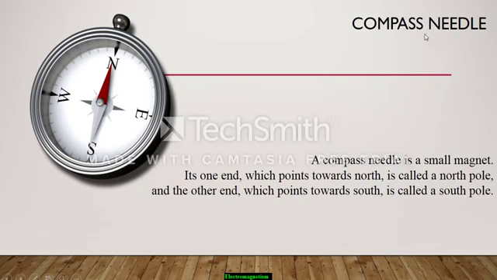What is a compass needle? As you can see in this figure, this is a compass needle and it always points to the north side and it is always marked with red. A compass needle is a small magnet. Its one end which points towards north is called the north pole. This one is the north pole, and the end which points towards south is called the south pole.